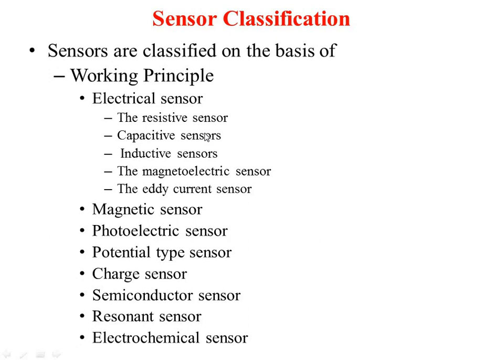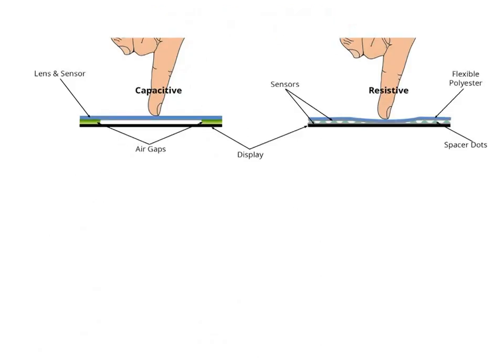So semiconductor sensors will be there, resonant sensors will be there. Resonance will change according to the principle. A strain gauge type, which is used in a bridge, will change the resonance of the bridge. Electrochemical sensors will be there. So these are the working principles: electrical, magnetic, photoelectric, potential, charge, semiconductor, resonant, electrochemical. We can classify sensors on the basis of that.